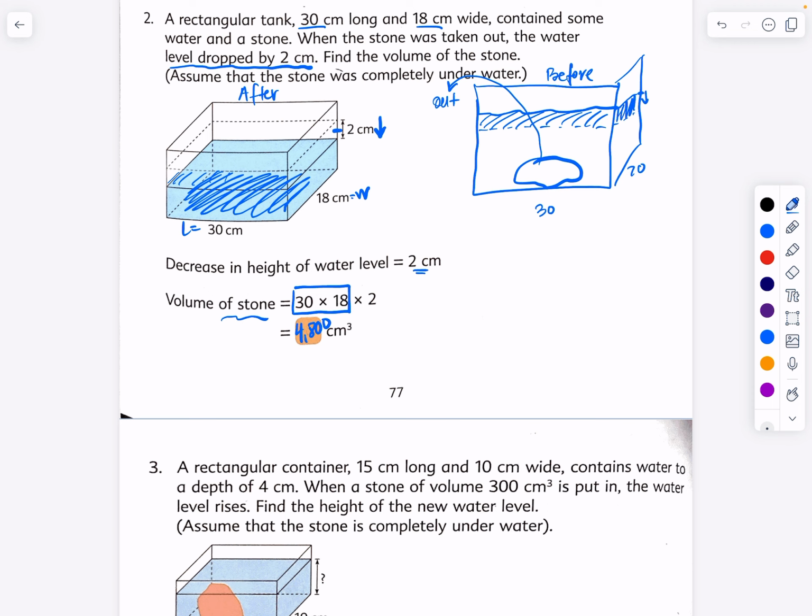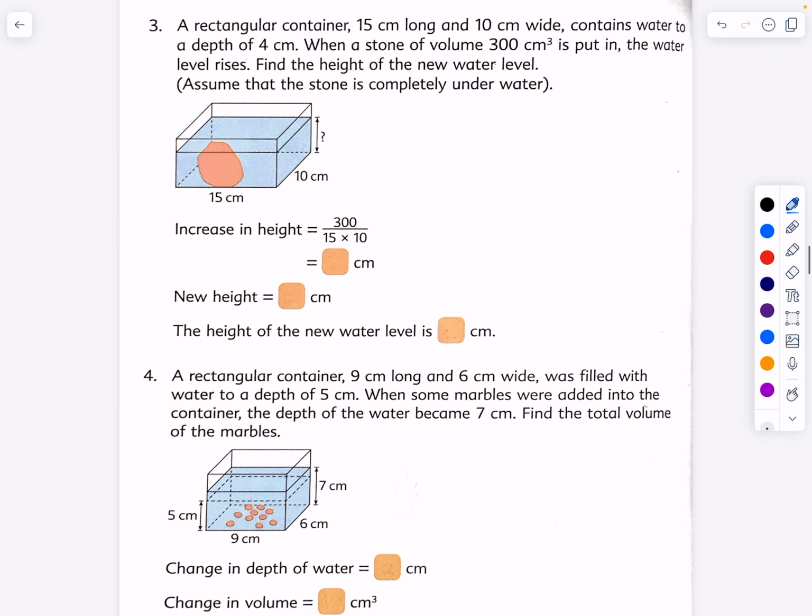4,800 cubic centimeters. Next page, we have a rectangular container, again, the fish tank, that's 15 by 10. Always label what you know. Length equals 15, width equals 10. It contains water to a depth of 4 centimeters.